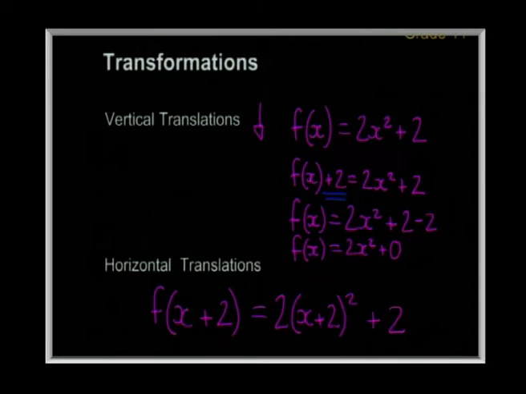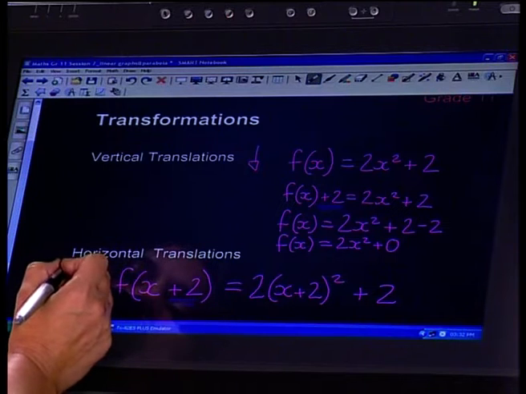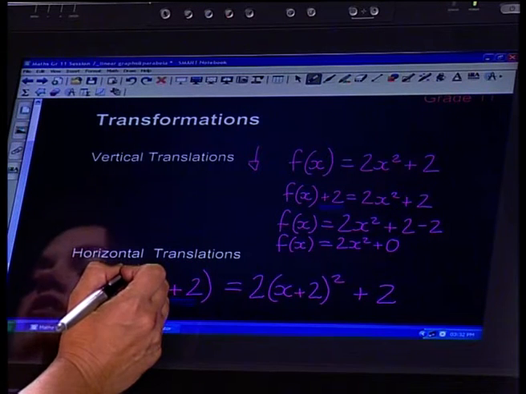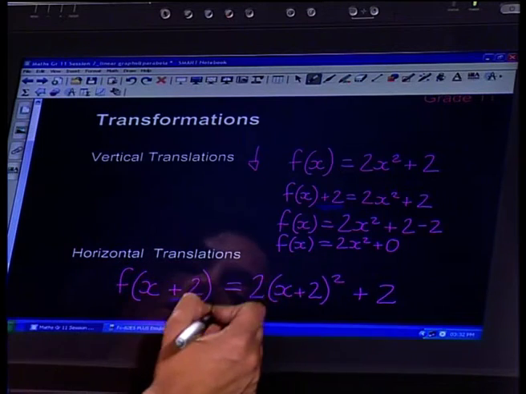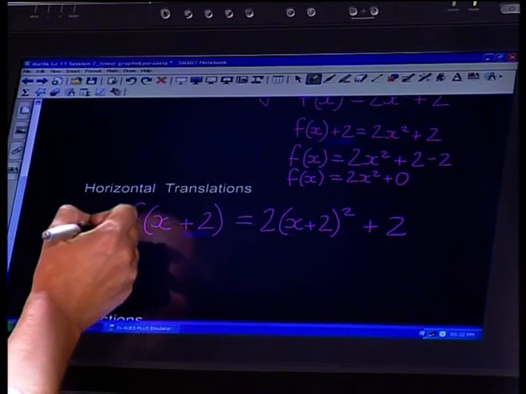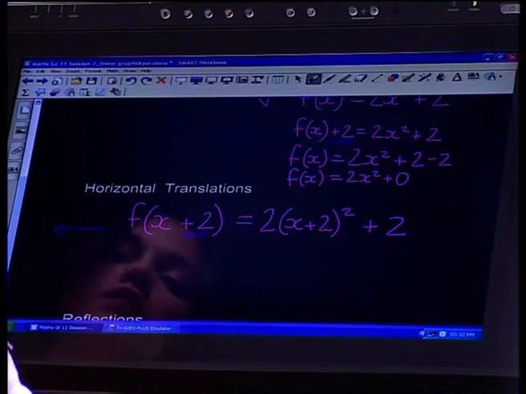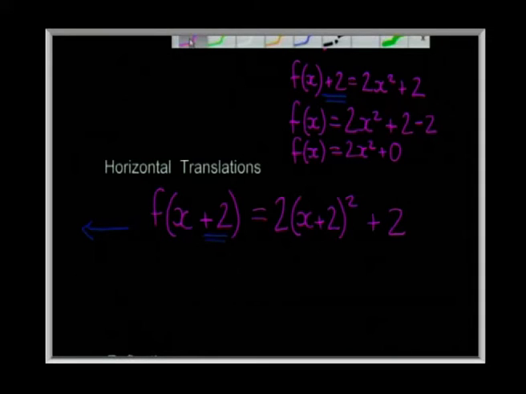So when we were working with the vertical translation, we added the 2 outside of the brackets. When we're working with the horizontal translation, we added the 2 to the x. So we add the 2 to the y when we're working with vertical translations, and we add the 2 to the x with horizontal translations. Now once again, if you are adding, you're going to move in the opposite direction that feels natural. You're going to move to the left. For those of you who can't remember which way is left, that is to the left. Let's see how it looks once we've done this.